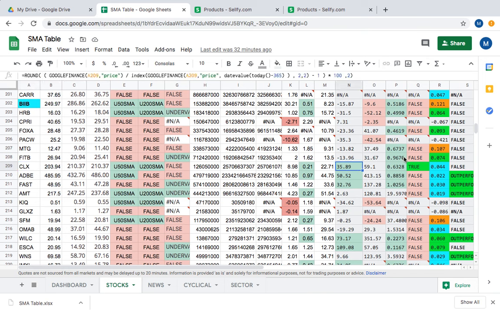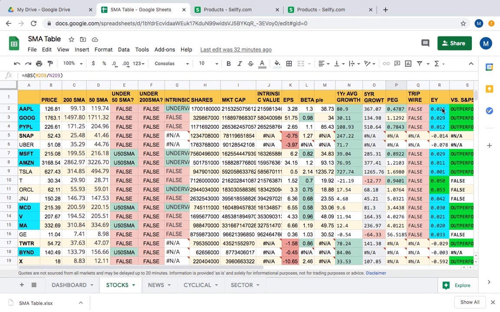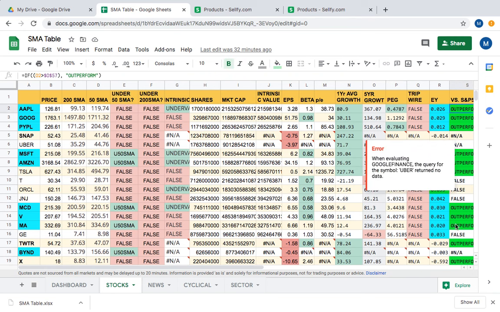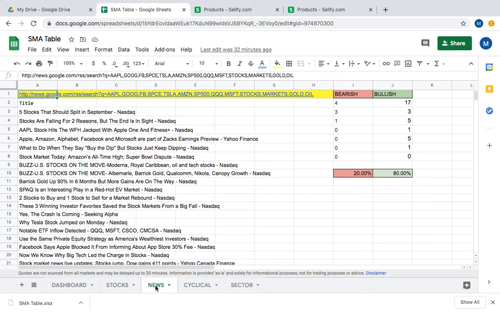Sometimes this can also be a false indicator of, maybe it was growing a lot and now it's down. And then we have earnings yield, and we have compared to the S&P 500. So a lot of these say outperform, and that's based on the 5-year growth rate. So that's looking at more of a long-term trend.